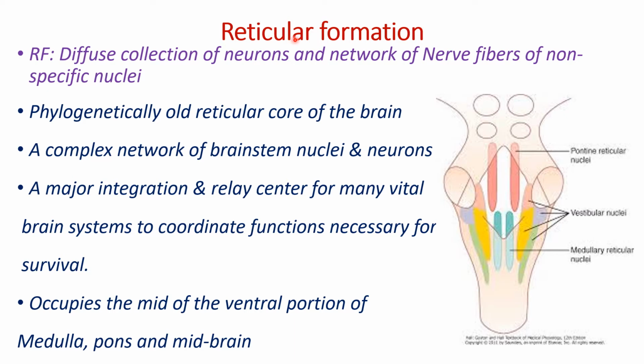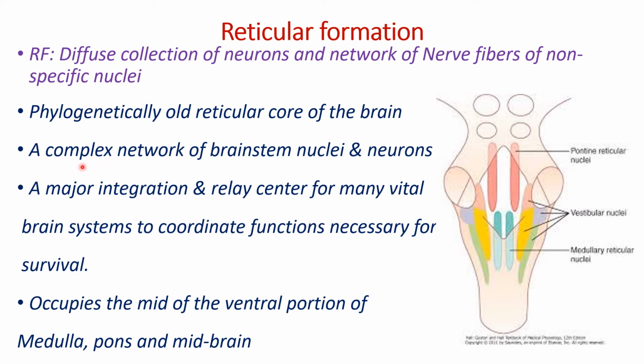Reticular formation, what is it? It is a diffuse, that is widespread, collection of neurons and network of nerve fibers of non-specific nuclei. That is, they are not specific, non-specific nuclei. Phylogenetically, it is the old reticular core of the brain. So we call it the old reticular core of the brain.